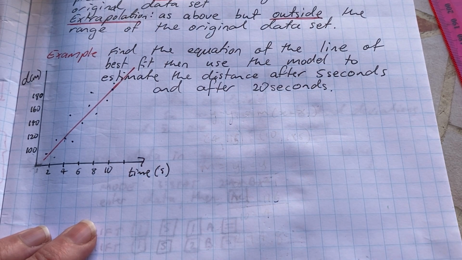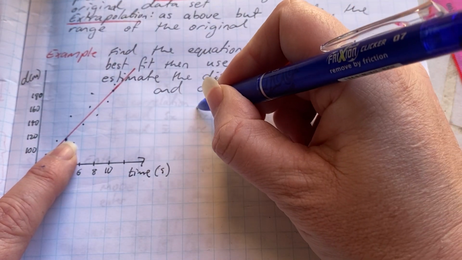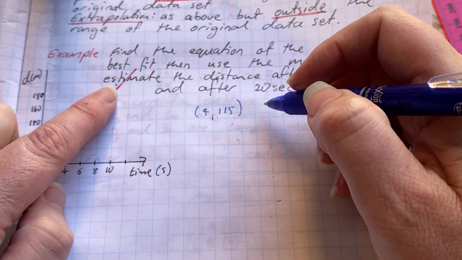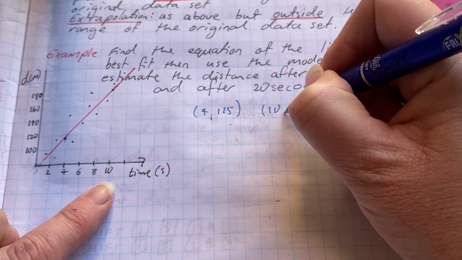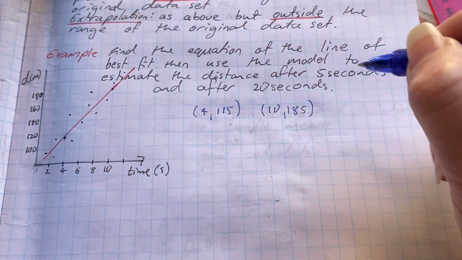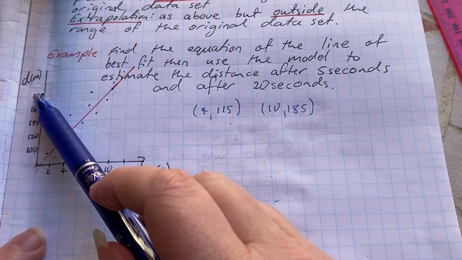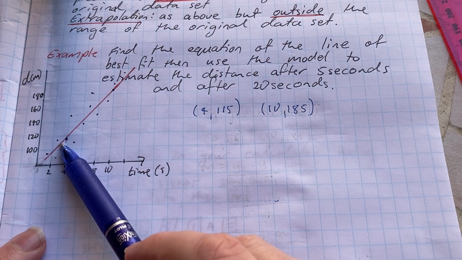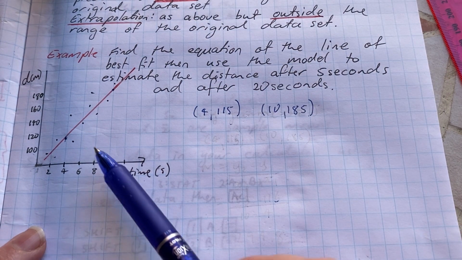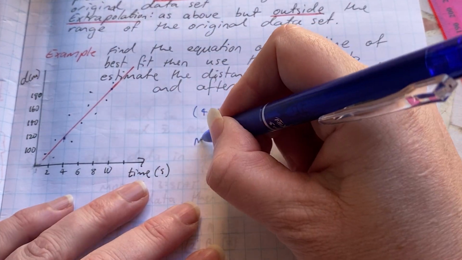So the first thing we need to do is find the equation of the line. So there's a point right here on the line, that's around about 4, 115, and there's another point up here on the line which is at 10 and 185. We can't just read the y-intercept off because look at these y-axis numbers, and the x-axis doesn't have to go from 0 to 10 as well. So I wouldn't just rely on reading it off. Use your 2 points.